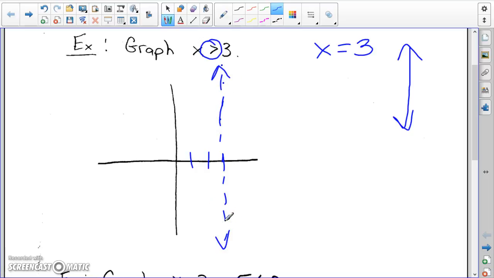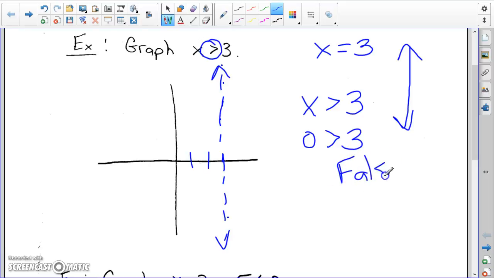And now we have to decide where to shade. Now the video gave us a great idea of what we should do for shading. They said plug in the point 0, 0. Alright, well, we could do that. We have x is greater than 3. We put in the point 0, 0. Well, we'll be putting in the x value of 0. There is no y value to plug into. And we get the inequality of 0 greater than 3. Is that true? No, it is not. It is a false statement.